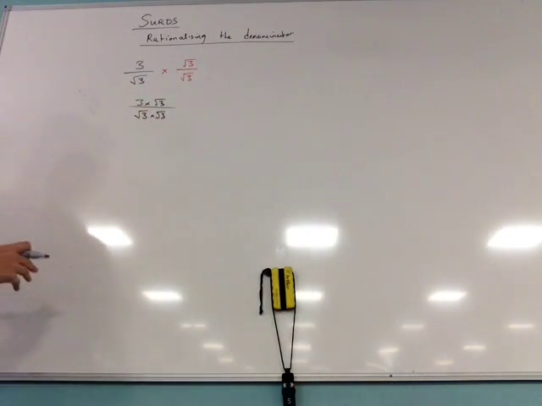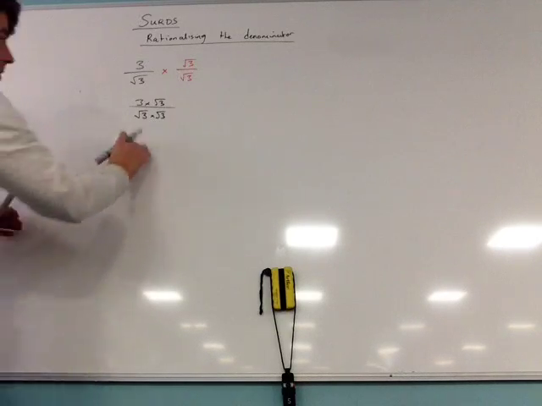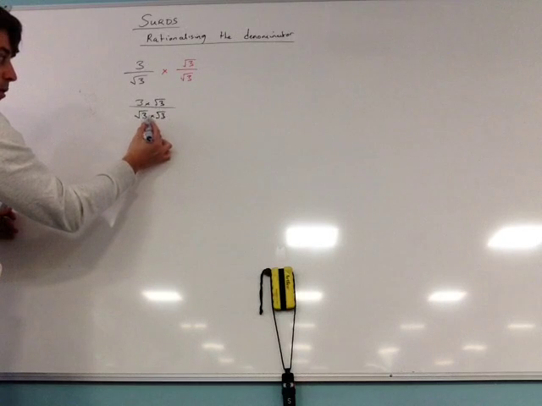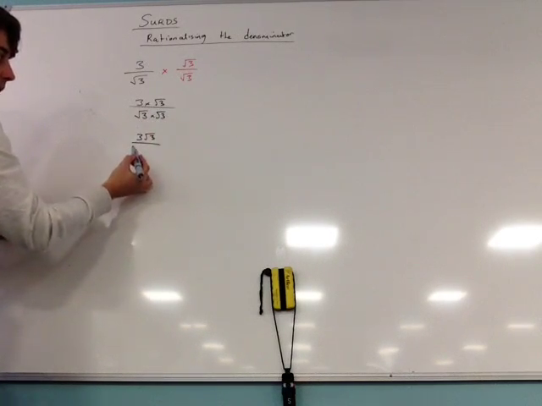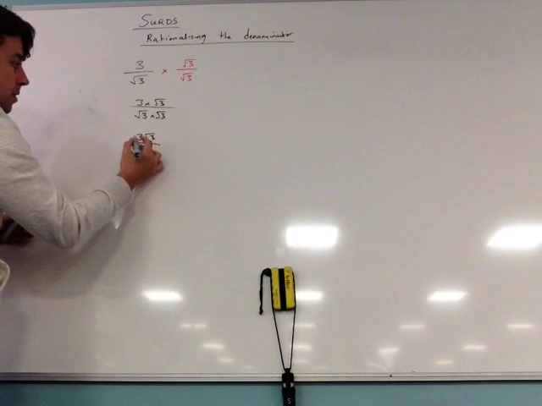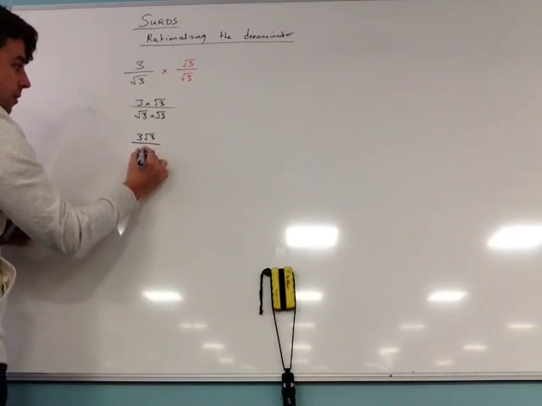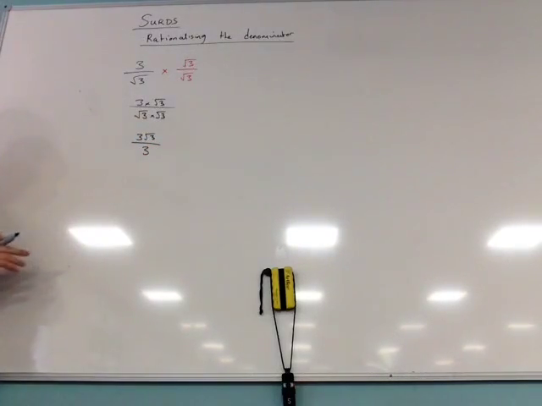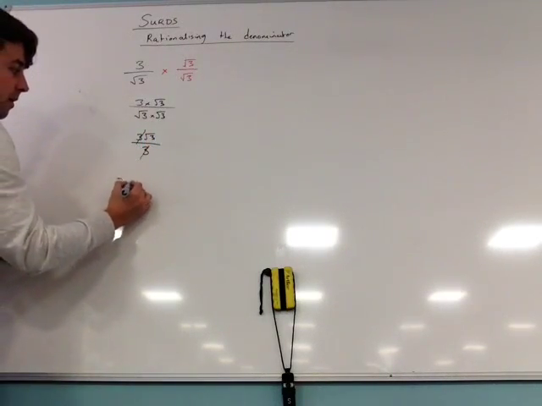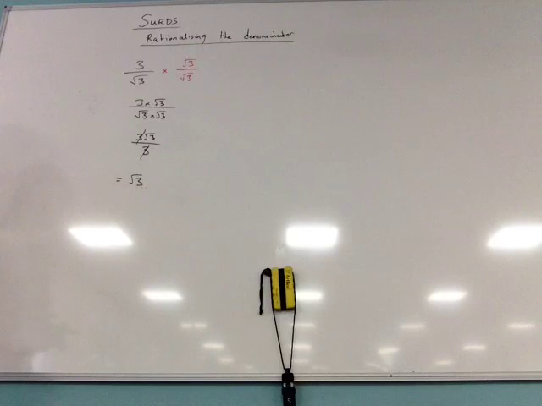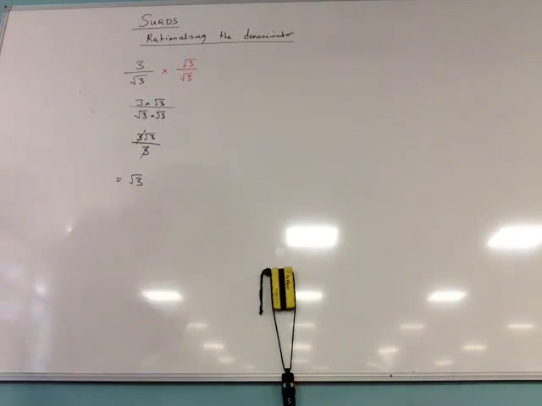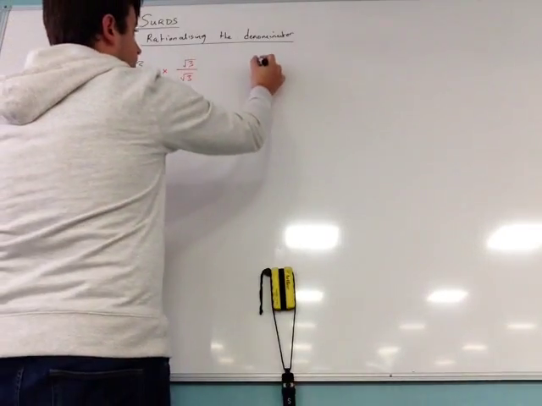When you're multiplying fractions, you times top by top, bottom by bottom. So I end up with 3 root 3 over, now remember our rule, when you multiply two surds together when they're the same, you get the number that's in the square root. So root 3 times root 3 is 3. Now, as you can see clearly here, that is going to simplify, and I'm left with root 3 as my answer. Right, let's do one that's a little bit different, not really complicated, but different.